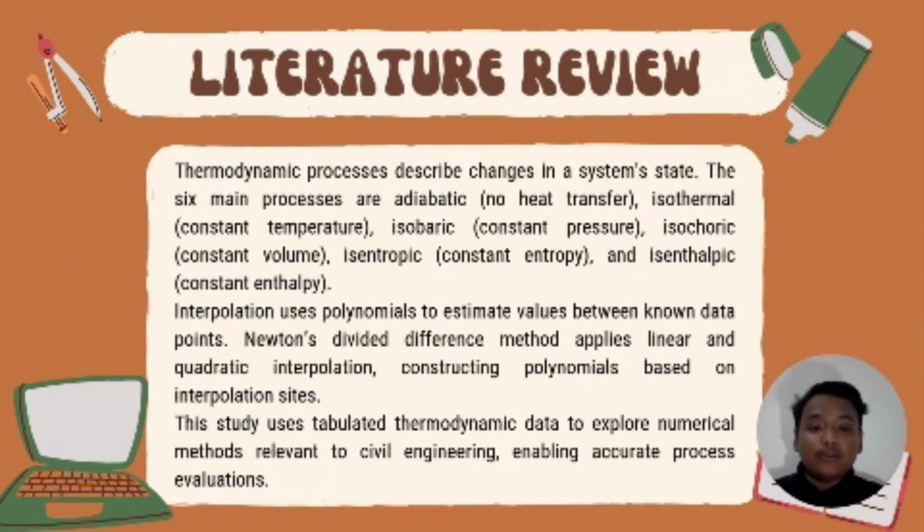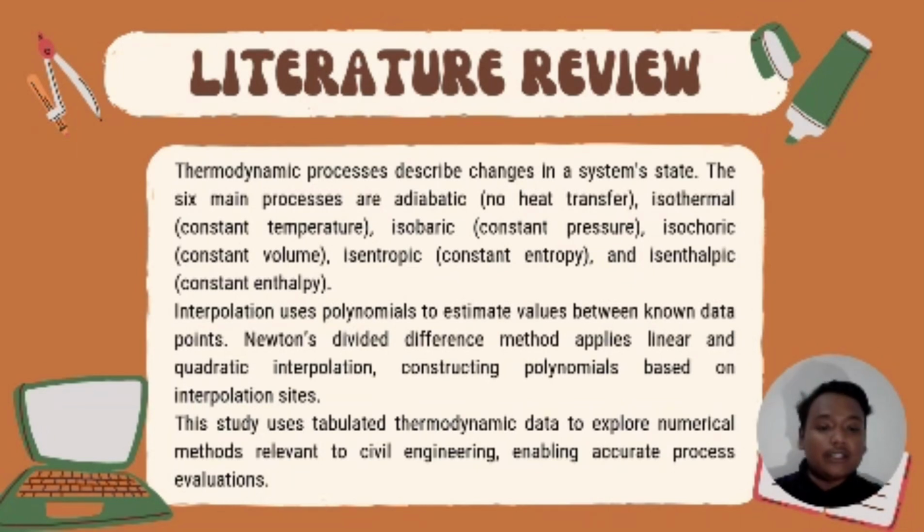So the thermodynamic process represents how attributes of a system deviate from their initial values, leading to a change in the system state. There are six main types of process. First is adiabatic, where no heat is transferred. Second is isothermal, where temperature remains constant. Isobaric, with no change in pressure. Isochoric, with constant volume. Isentropic, where entropy remains unchanged. And the last is isenthalpic, where enthalpy does not vary.